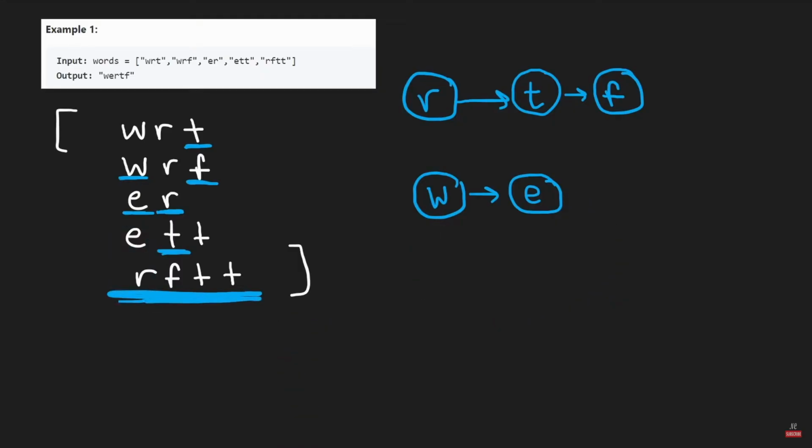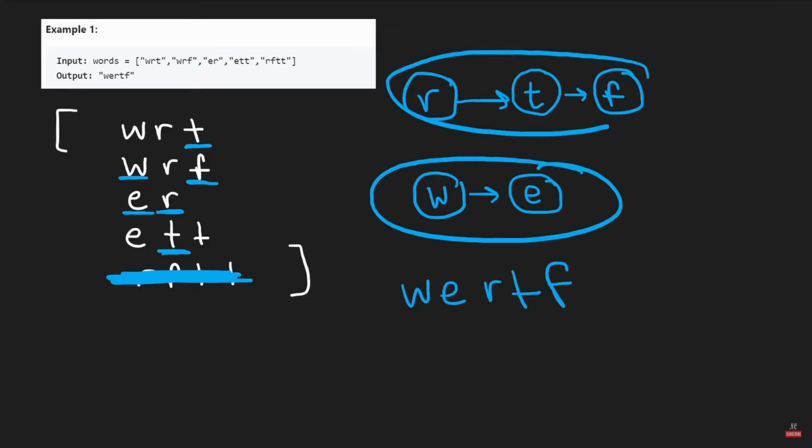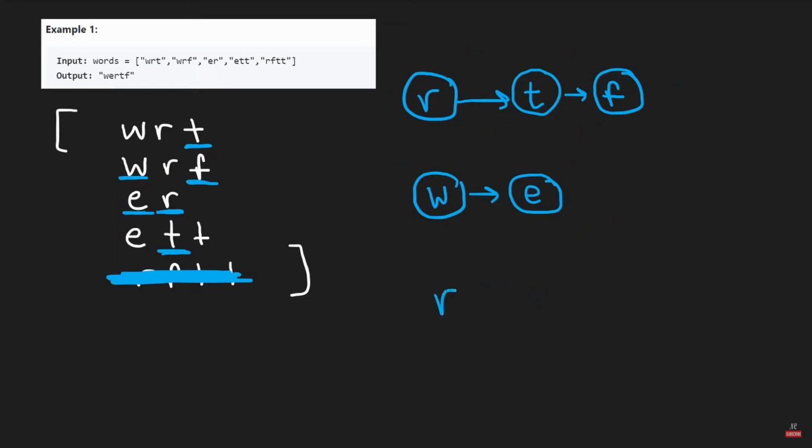Now, what if this last word in our input actually didn't exist? What if we cross it out? In that case, we would never get this connection where E hooks up to R. We have two separate graphs, right? But there's no contradiction here. It's just that now we have multiple solutions. So we could say, okay, the relative order is either W, E, R, T, F, right? Basically going through this and then doing this one, right? Or we could even do it in the opposite order, R, T, F, W, E, right? That's one way. Or we could even do a breadth first search approach, right?